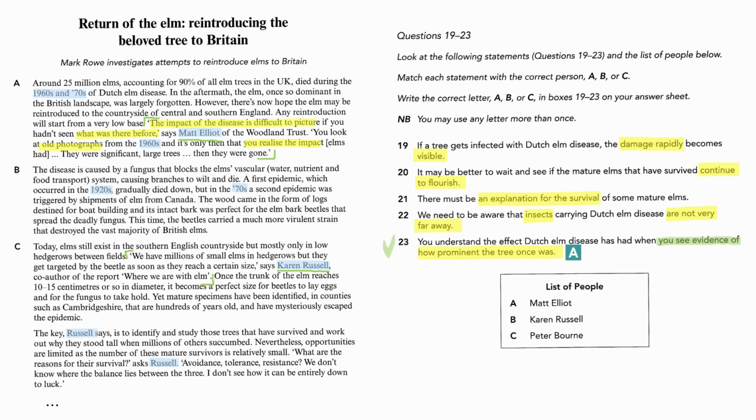Now the second surname is Karen Russell, and the quote begins here and ends somewhere here. Could you match it to anything? Well, I couldn't. I don't think there is an answer here. But Ms. Russell continues her thoughts here, here, and here. And we need to very much read the whole paragraph. And if we do, Russell says that we need to study those trees that have survived and what are the reasons for their survival. And that is very similar to statement 21. There must be an explanation for the survival of some mature elms.